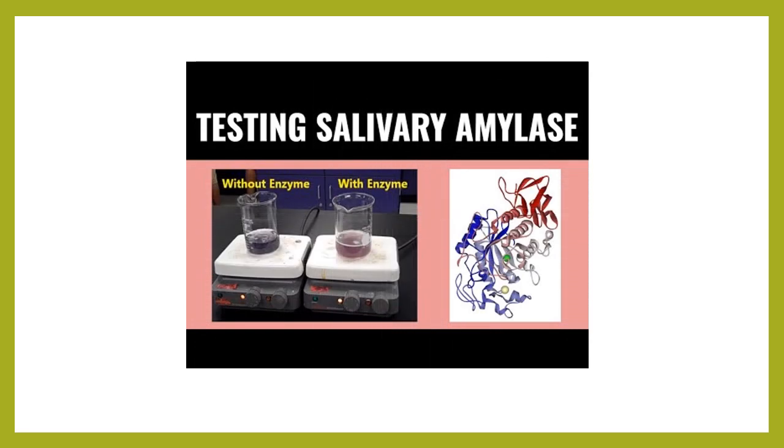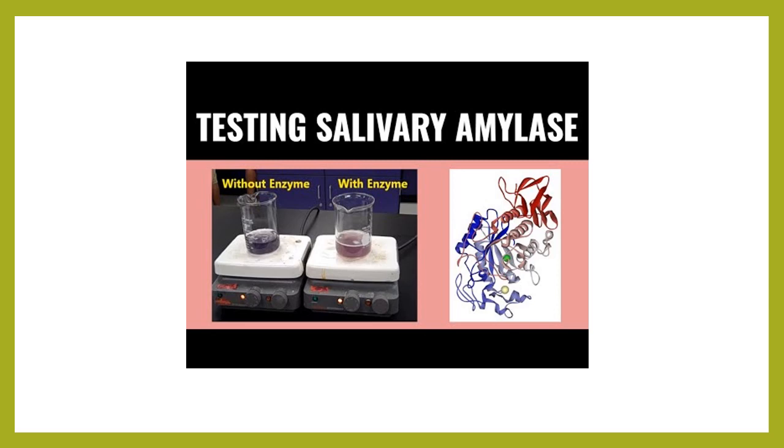Now this is nothing but the testing of the salivary amylase. How is it going on? Salivary amylase is a kind of protein. On the right side we are seeing the protein structure, which has the alpha, beta kind of polypeptide chain. Without enzyme, you take one, that's a control experiment, and with enzyme, that's the experimental setup. Actually that is the procedure in which we perform the experiment in the lab.